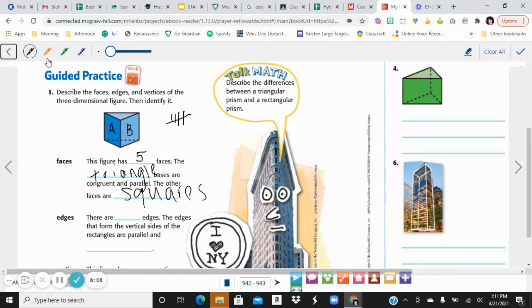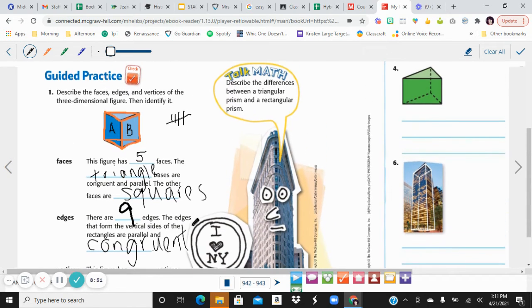How many edges are there? So we're going to go back with our pen and we're going to count up these edges. I've got 1, 2, 3, 4, 5, 6, 7, 8. And the only one I can't see is that dotted line back there, 9. So there are 9 edges. And the edges that form the vertical sides of the rectangles are parallel and congruent. Congruent, or the same.